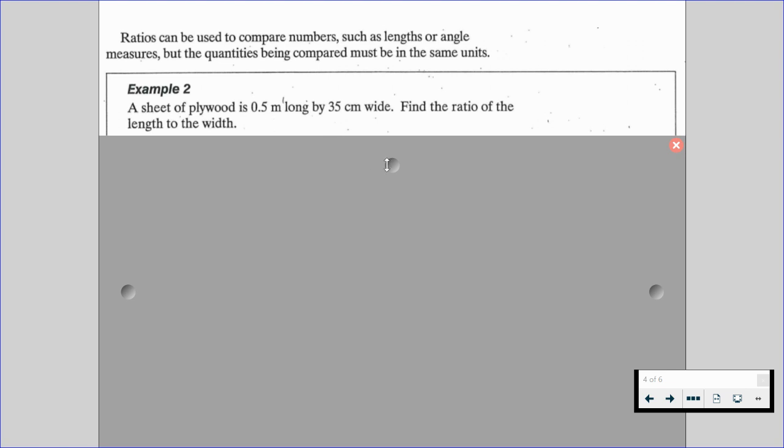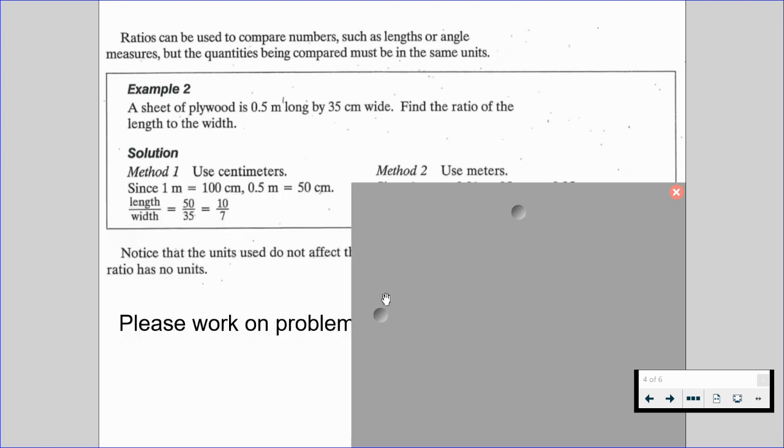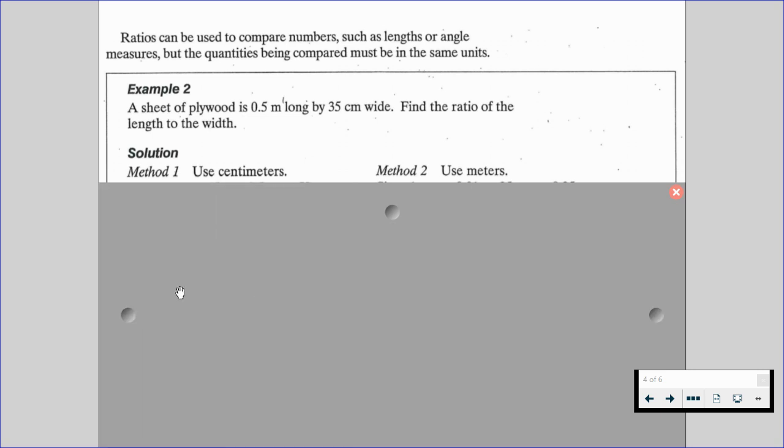So we have a couple of different methods in order to find the solution. Method number 1, we can use centimeters because that's one of our units. Well, since 1 meter is 100 centimeters, 0.5 meters is 50 centimeters, and the length over our width is 50 over 35, which is also 10 over 7.